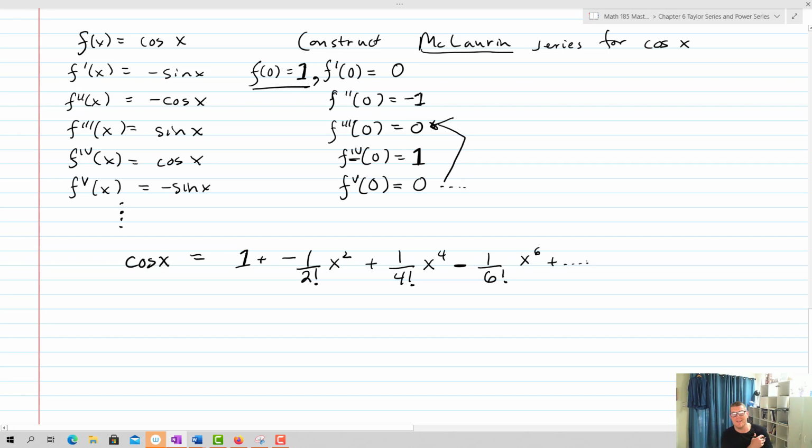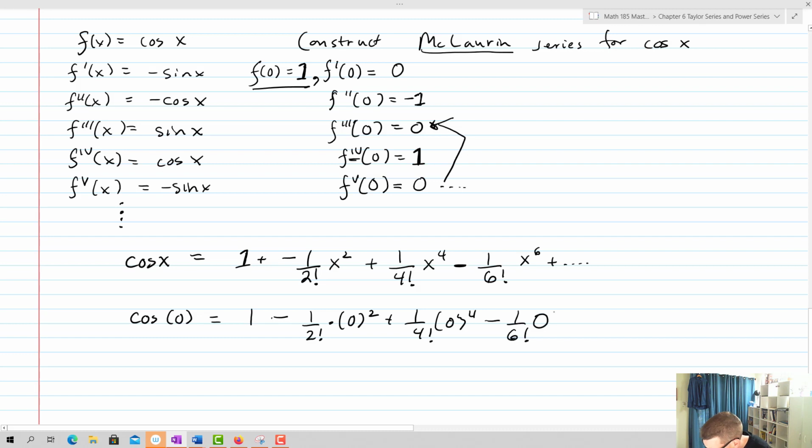Notice that we're going to eliminate all of our odd terms, and so this is why cosine is in fact even. And the other thing here is how we might use these. If I wanted to say cosine of 0, well, cosine of 0 is going to equal 1 minus 1 over 2 factorial times 0 squared plus 1 over 4 factorial 0 to the 4th minus 1 over 6 factorial 0 to the 6th, and so on, and that means you're going to end up equaling 1. So consequently, with this infinite series, you can see at 0, cosine of 0 is 1.